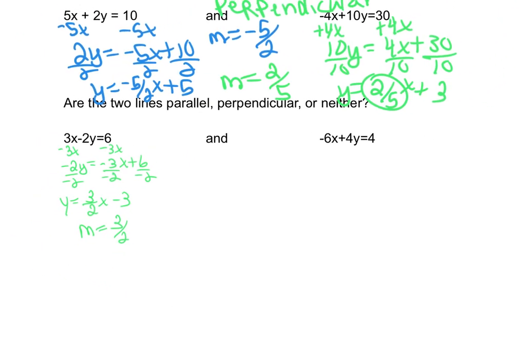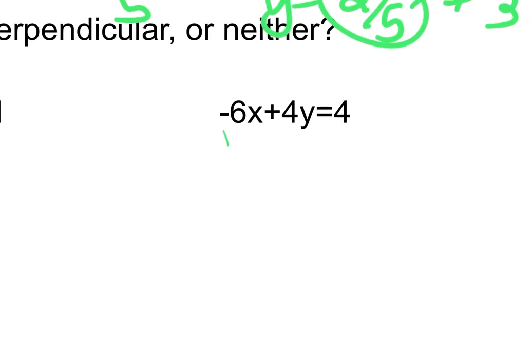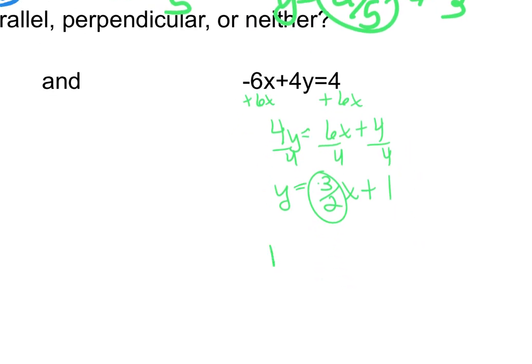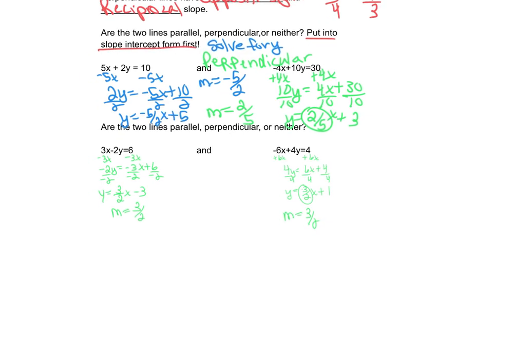On the other side over here, let's take a look. We're going to add 6x to both sides. 4y equals 6x plus 4. Divide by 4, divide by 4, divide by 4. 6/4 simplifies to 3/2. 4 divided by 4 is 1. Over here, we have a slope of 3/2. And our slopes are both 3/2, so those are going to be parallel.